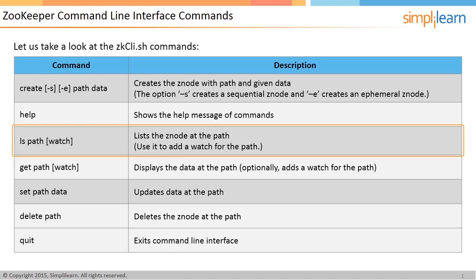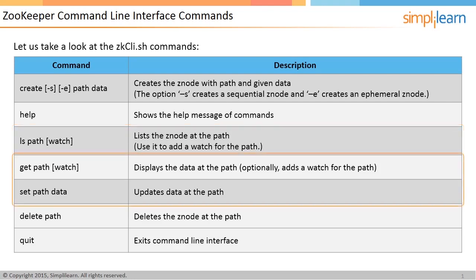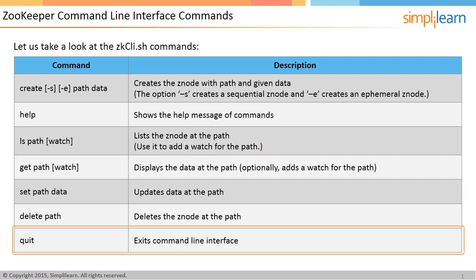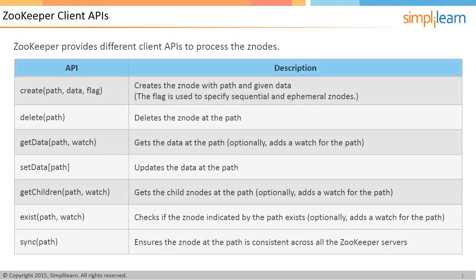Like the command line interface, Zookeeper also provides APIs that can be called from either Java or any other language. Zookeeper has different APIs to create znodes, add watches, getting and setting data, as well as to delete znodes. In addition, it also has APIs that can be used to get all the children of a znode and to check if a znode exists. There's also an API to synchronize all the znodes so that all of them have the same data.